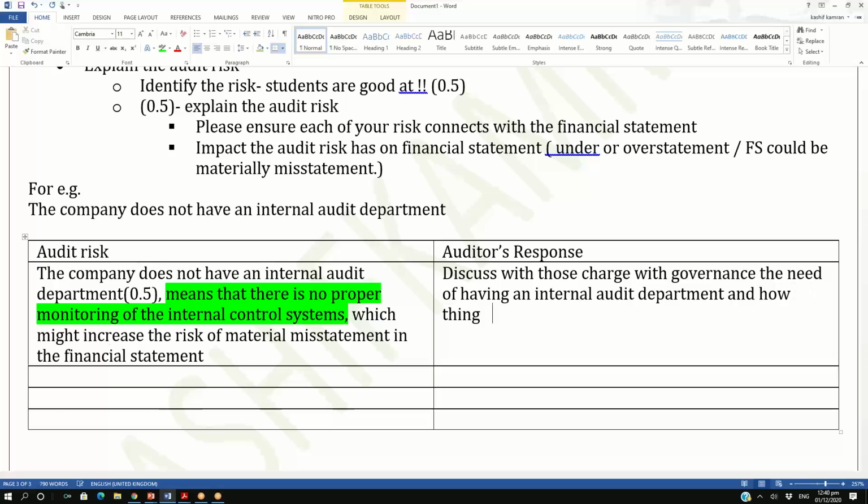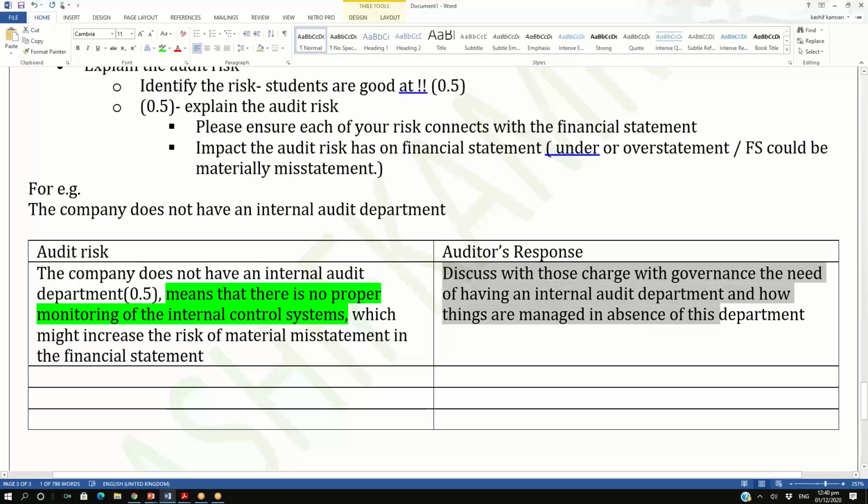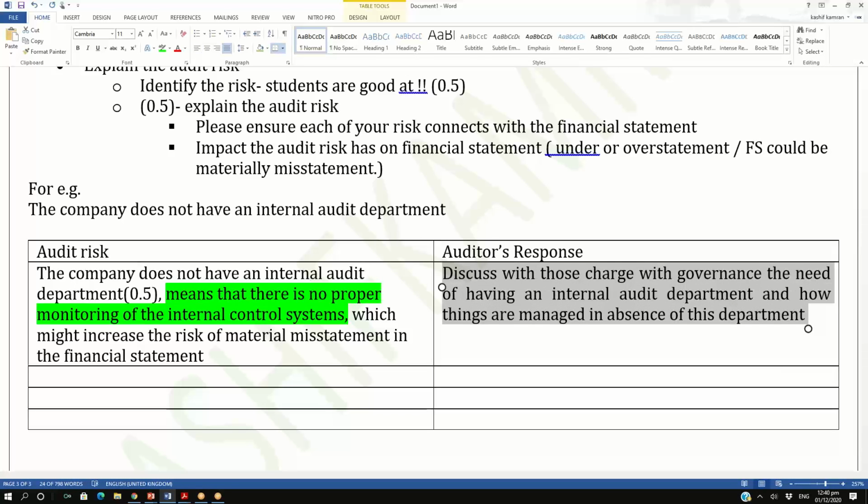and how things are managed in the absence of this department. And you will be discussing with management how you manage things in the absence of this department, and you will also be discussing with them the need of having this department in future. So this might be becoming your response, right, when you go to the audit. So discuss is your response, right, as a procedure when you go to the audit.